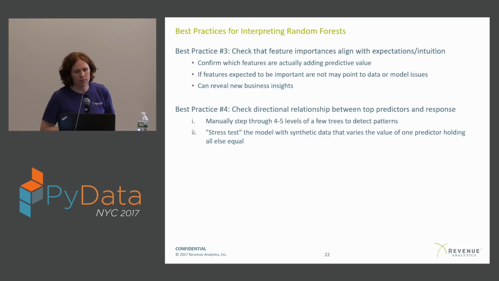So just to summarize, our two best practices for interpreting random forests were to start with our feature importances, and make sure they align with expectations and intuition. It's a good way to make sure we don't have any errors in our code. And then best practice number 4, let's take it a little bit further and check those directional relationships. I think that's where you really get a lot of bang for your buck in getting your business people, your non-technical people, more comfortable with what these models are doing and more willing to actually use them to drive business decisions.